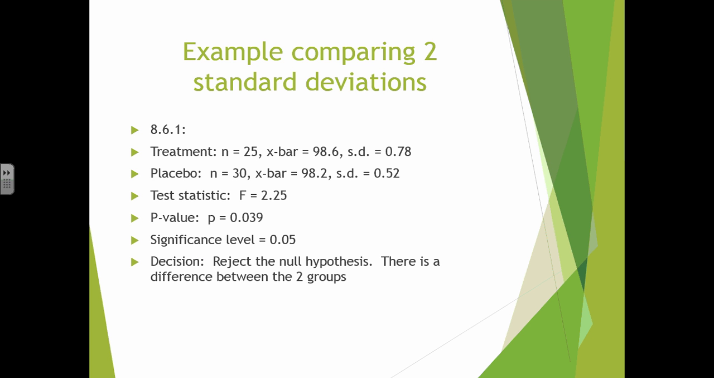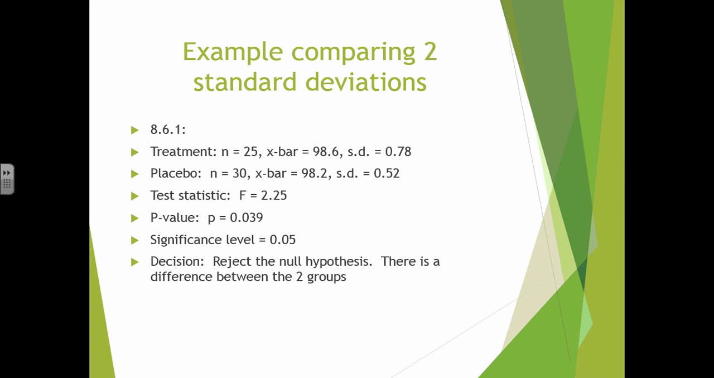I'm going to show you example 8.6.1. For the treatment group, we had 25 patients. Their mean was 98.6. The standard deviation was 0.78. We had a placebo group of 30 patients. Their X-bar, a sample mean, was 98.2, and the standard deviation was 0.52.